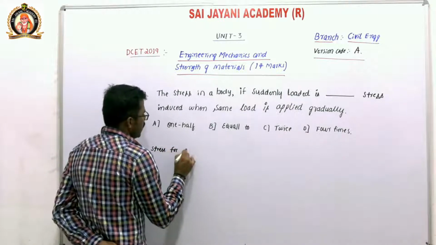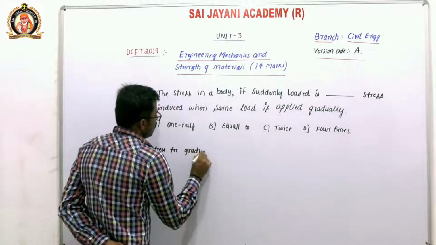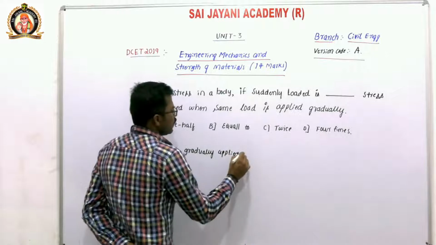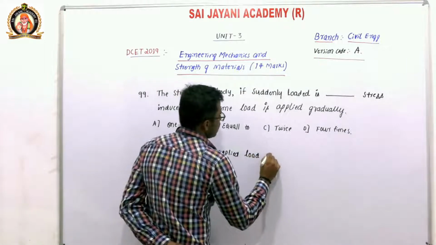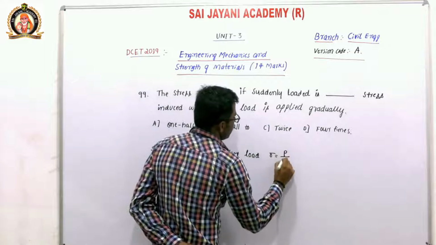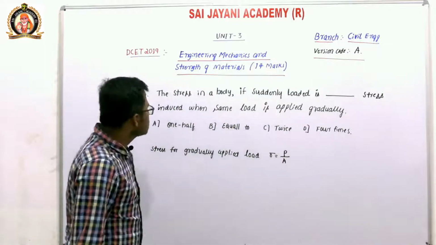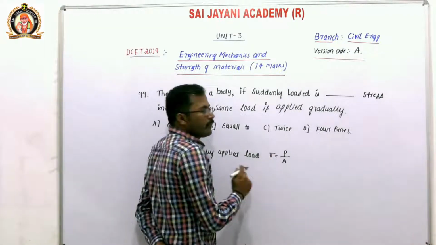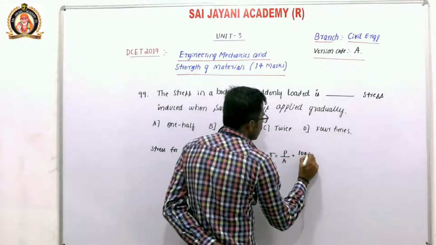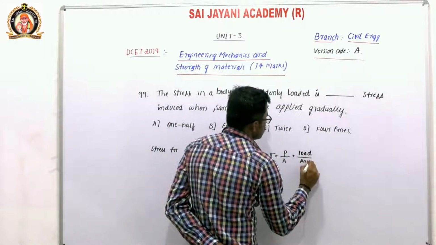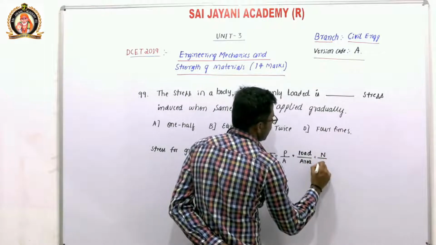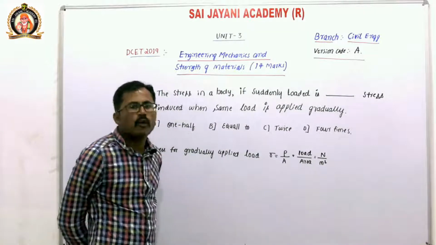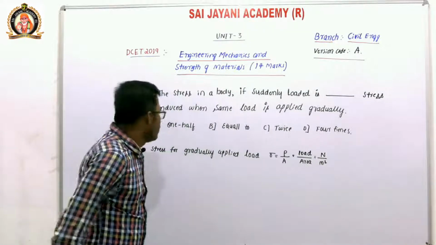Stress for gradually applied load is sigma equal to P by A. So stress for a gradually applied load is given by the ratio P by A, where P is the load and A is the area. So P in Newton, area in meter square. So stress for gradually applied load is given by P by A.